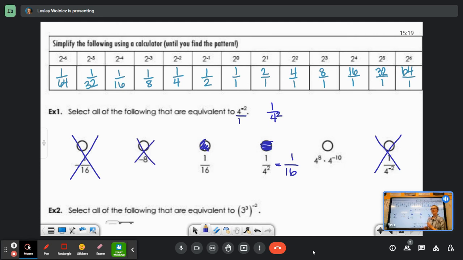What rule do we have to use to simplify that? We're multiplying same bases. Okay, we're going to add the exponents because it's the product rule, right? We're multiplying same bases. So what is 8 plus a negative 10? Negative 2. So 4 to the negative 2, is that a match? You betcha. That's what we started with, right?